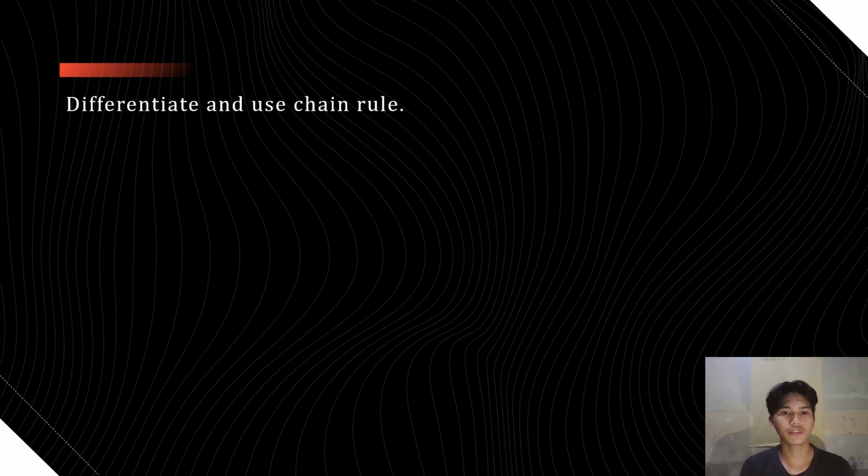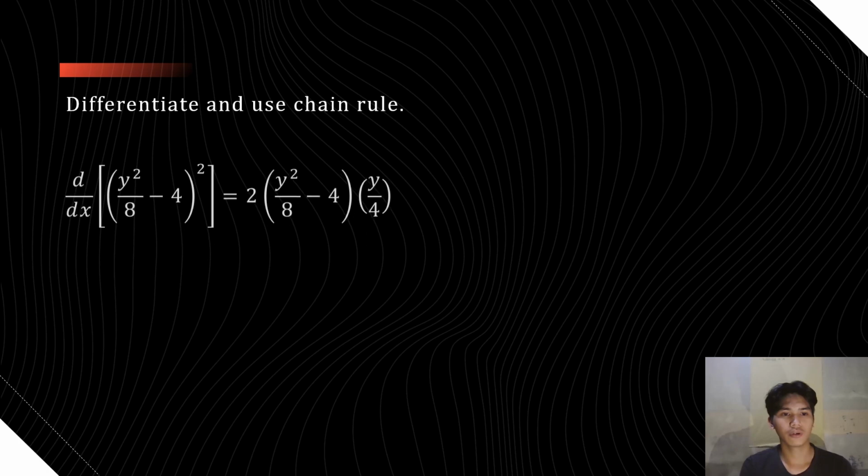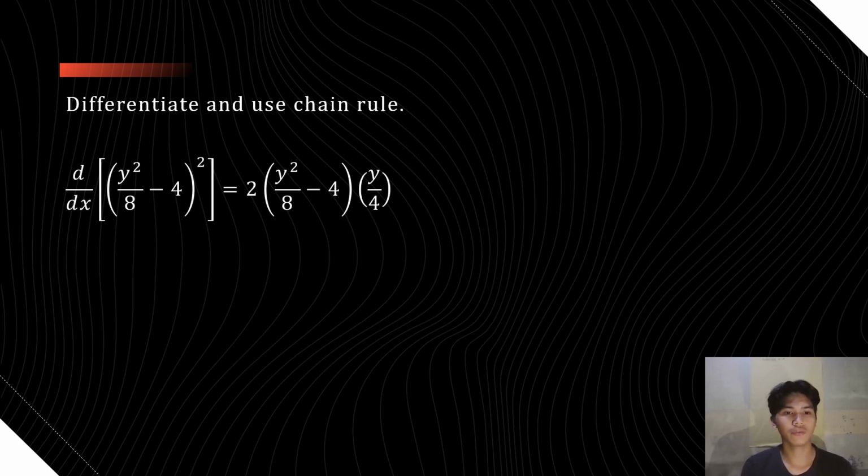In our next step, we differentiate and use the chain rule. So we will differentiate (y squared over 8 minus 4) raised to 2 by the use of the chain rule. So the derivative is equal to 2 times (y squared over 8 minus 4) times the derivative of (y squared over 8 minus 4), which is y over 4. Then we also differentiate (y minus 2) raised to 2. So the derivative of this is 2 times (y minus 2) and the derivative of y minus 2 is 1. So it can be 2 times (y minus 2).